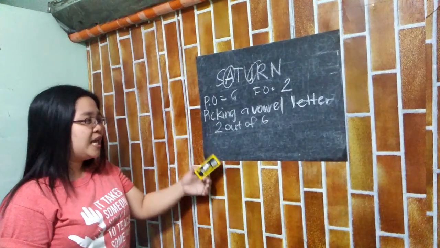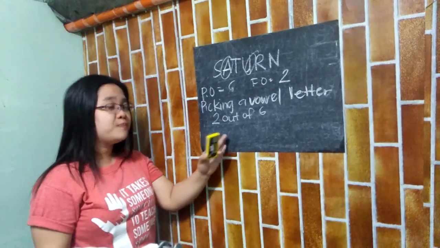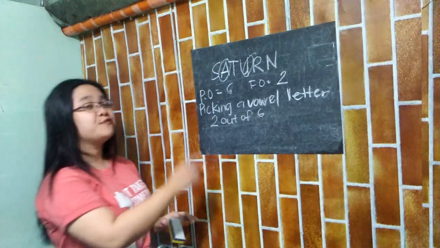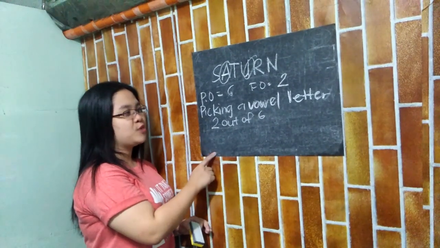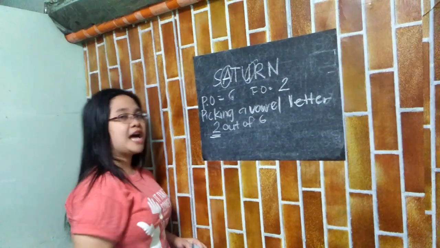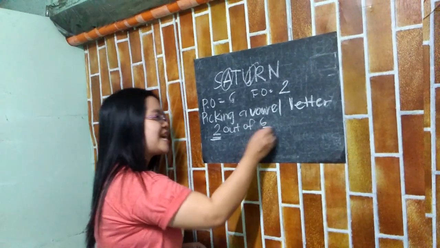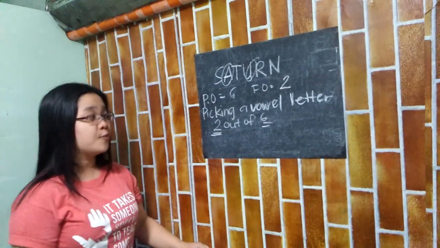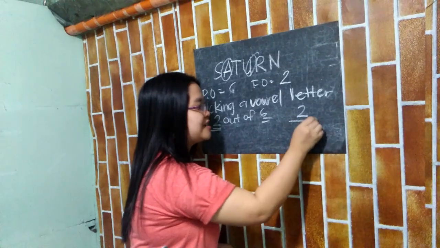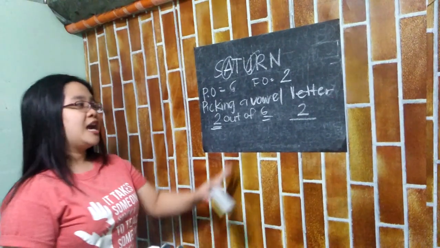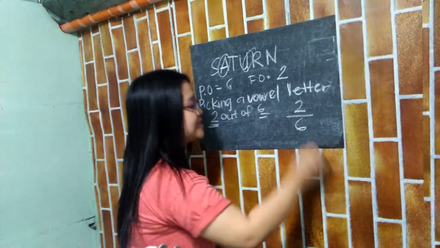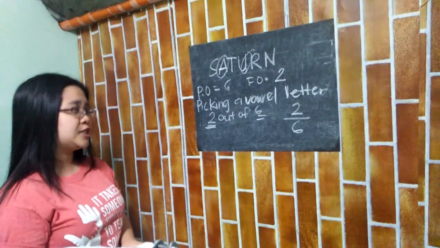Now, how can we get its probability? We have to follow the formula: number of favorable outcomes over the number of possible outcomes. 2 as our favorable outcome and 6 as our possible outcome. What should we place on top? Okay, so we have 2 because that's our favorable outcome. And what should we place at the bottom? Okay, that is 6 because 6 is our possible outcome.